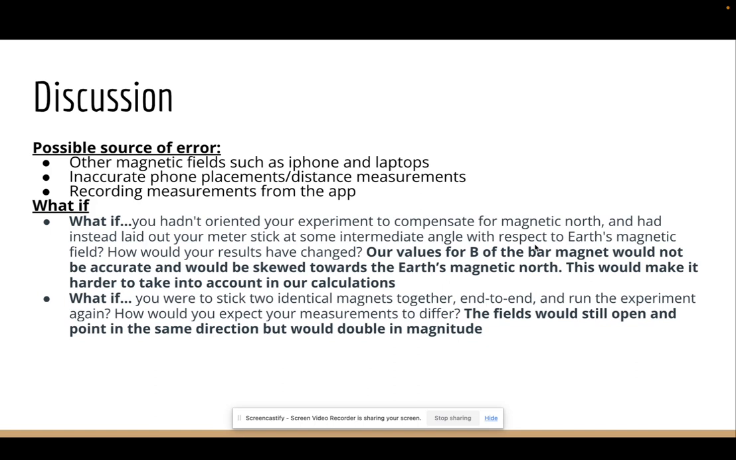What if you were to stick two identical magnets together end to end and run the experiment again? How would you expect the measurements to differ? The magnetic fields would still point in the same directions, but would double in magnitude.